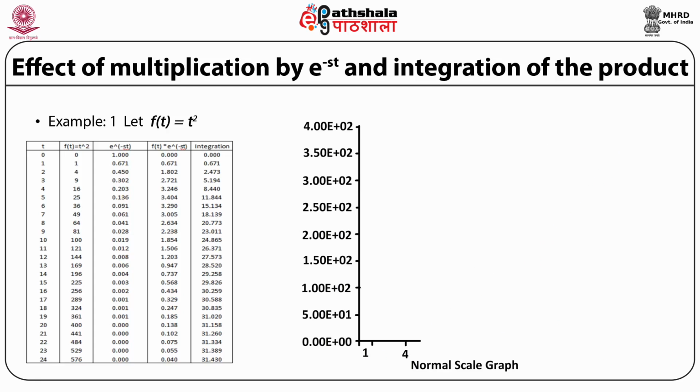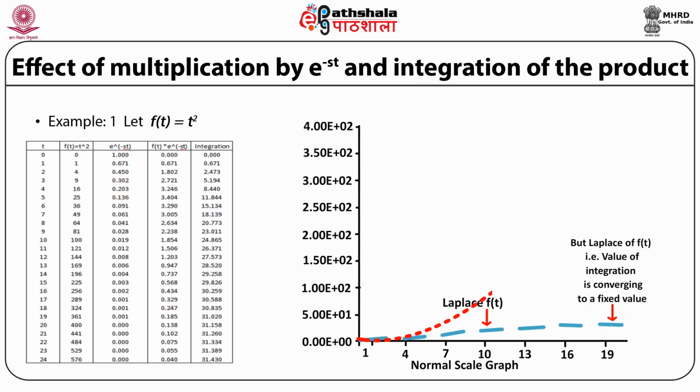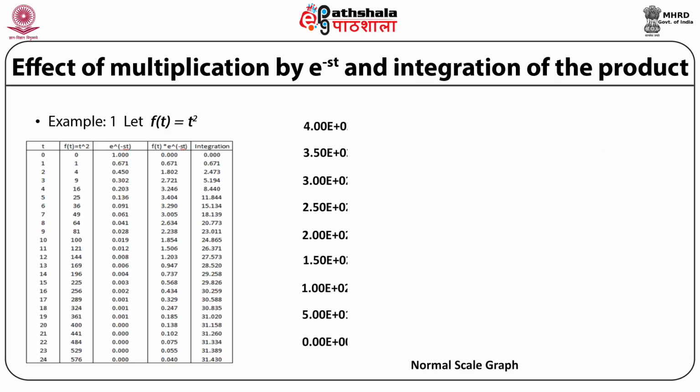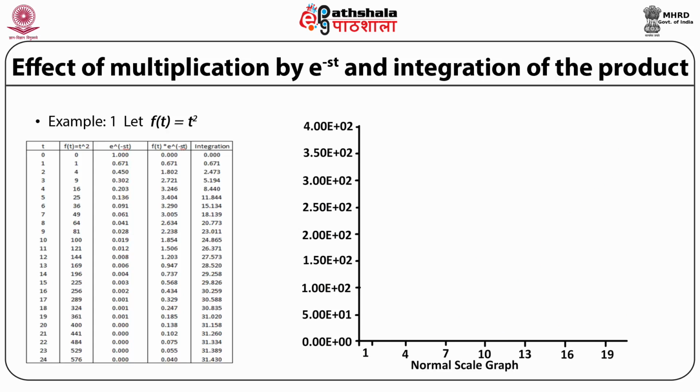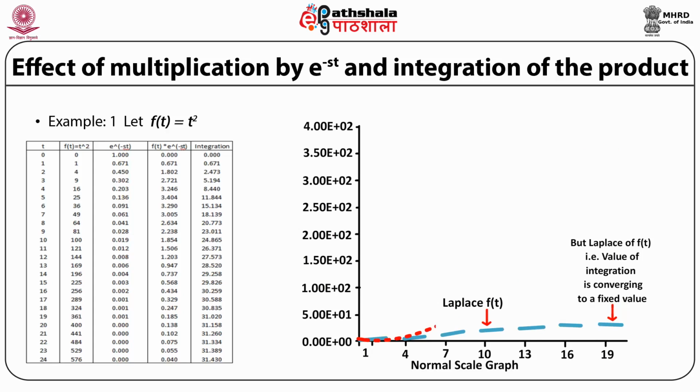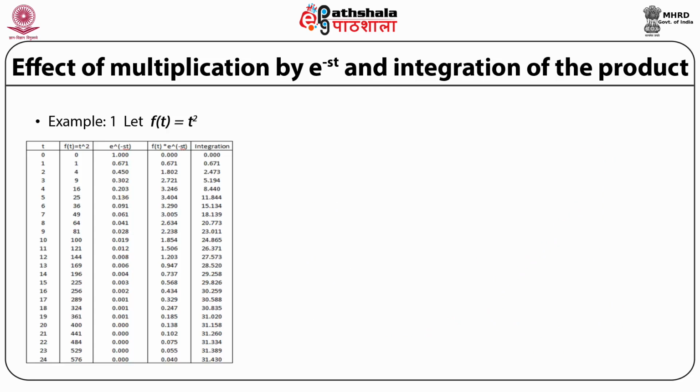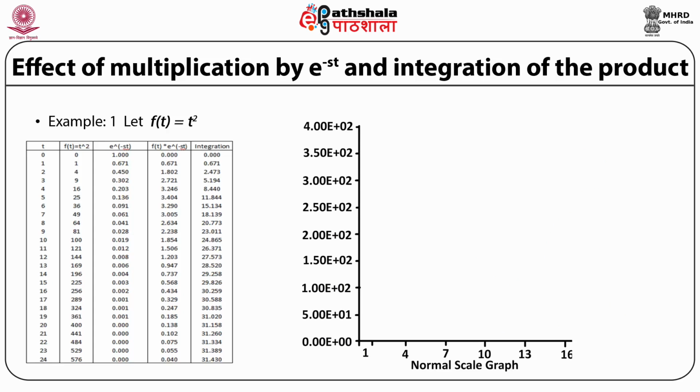Then you can just see the values of e power minus st. After time t equal to 16, e power minus st is 0.002, then at 17 it becomes 0.001, and afterwards it just keeps decreasing. After the 20th it is 0.000 some number; since we have only put 3 decimal places, we only see 3 decimals, but after that it is going to become very negligible.